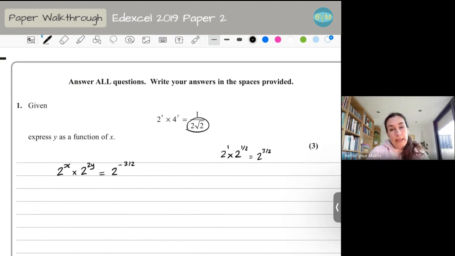I can multiply the two powers that I have on the left. So I'm going to add the exponents. So I have 2 to the power of x plus 2y.